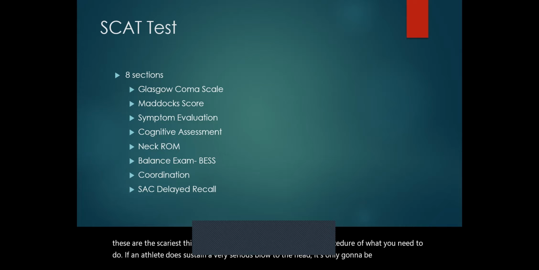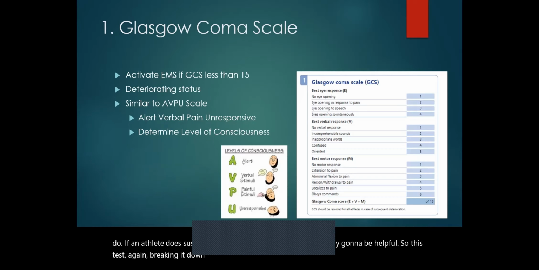So this SCAT test, again, breaking it down section by section. The first section is going to be what's called the GCS, or the Glasgow Coma Scale. Now, this is something that is used by a lot of emergency room physicians, EMS providers. It's comprised of 3 different sections, and there's a score for eye-opening response, verbal response, and motor response. So EMTs, paramedics might be able to look at someone and say, oh, they have a GCS of 12. Right? You might see that in some medical dramas.